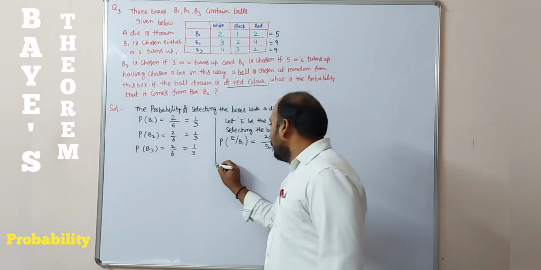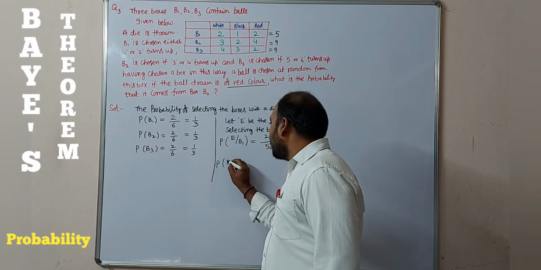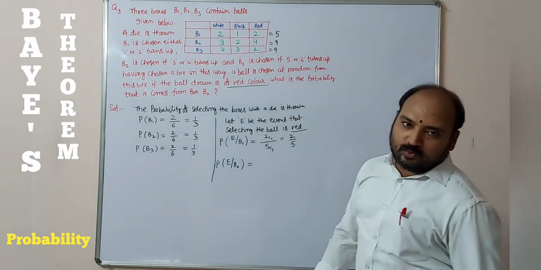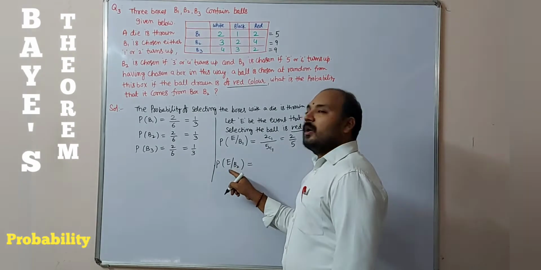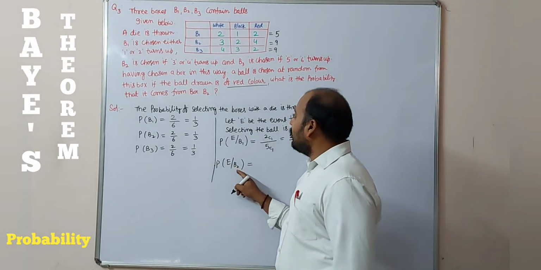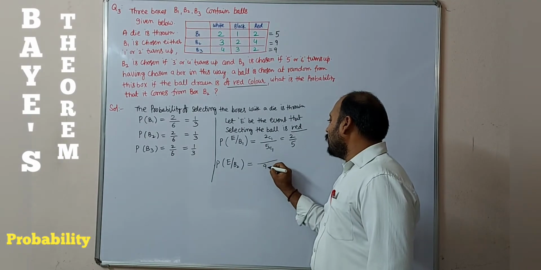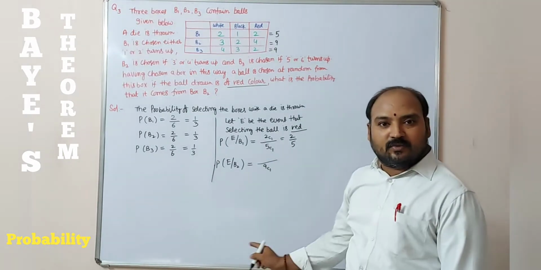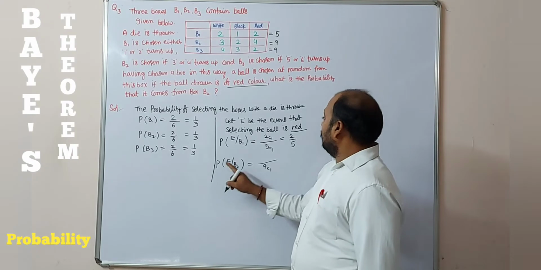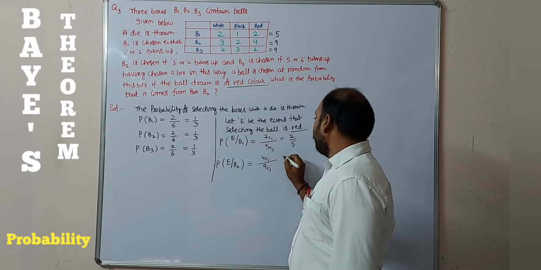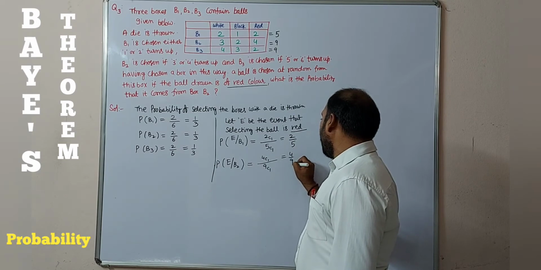Similarly, the probability of selecting a red ball from box 2. In box 2, how many balls are there in total? 9 balls are there. So out of 9 we can select one ball in 9C1 ways. And how many red balls are there here? 4 are there, 4C1, which is equal to 4 by 9.